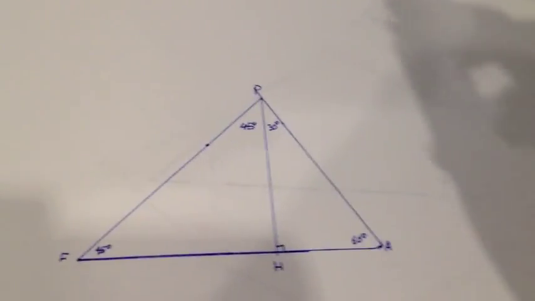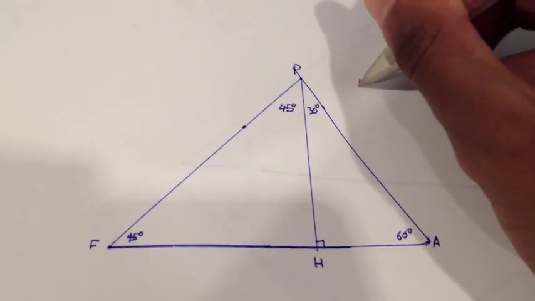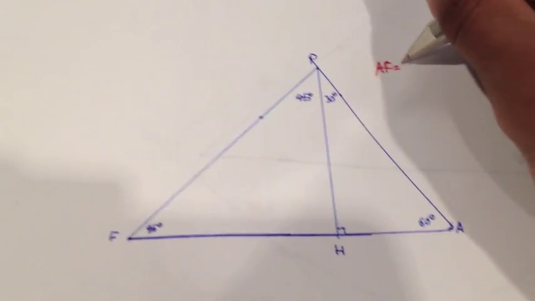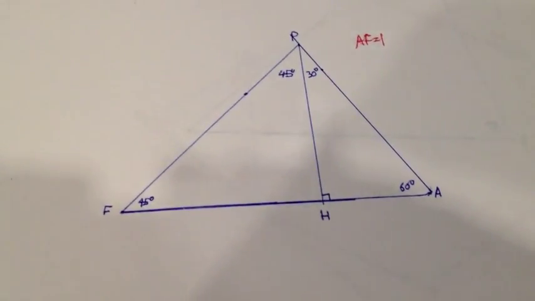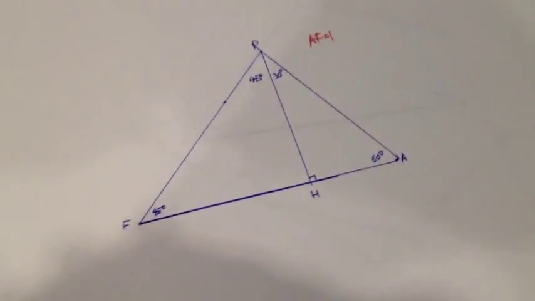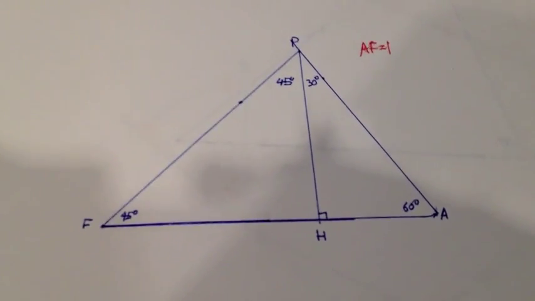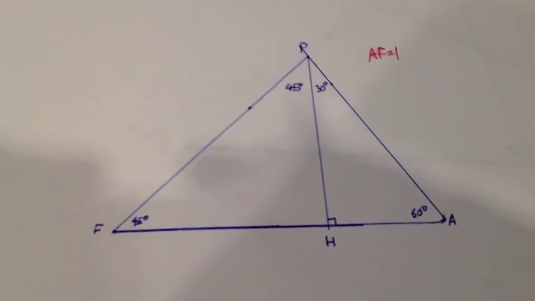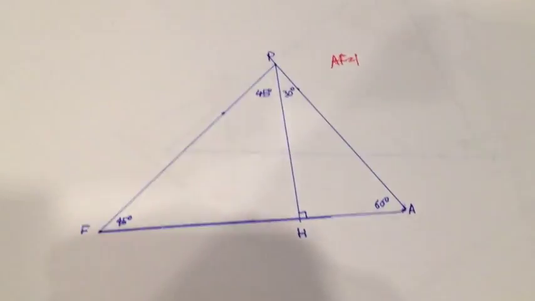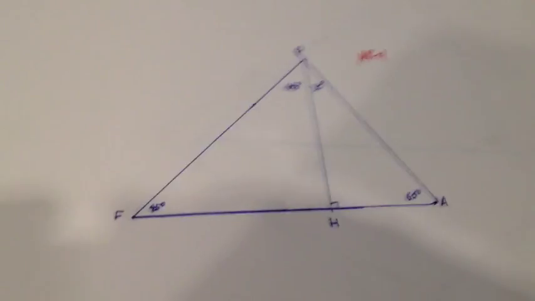Alright, so here we have triangle PAF. This is enlarged. We do know that AF does in fact equal 1 because it is the side of the regular hexagon. And notice what I've done here. I've actually split the triangle into two special triangles that we can easily find the ratios of. So one is a 30, 60, 90 triangle, and the other is a 45, 45, 90 triangle.